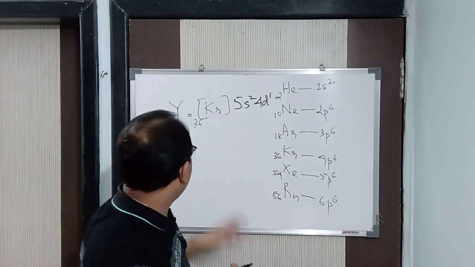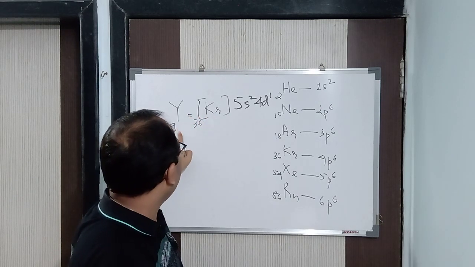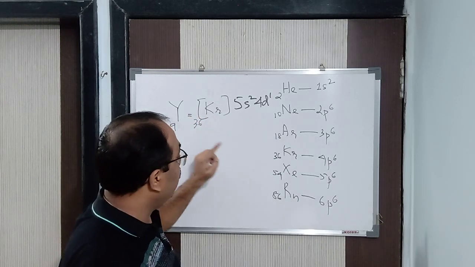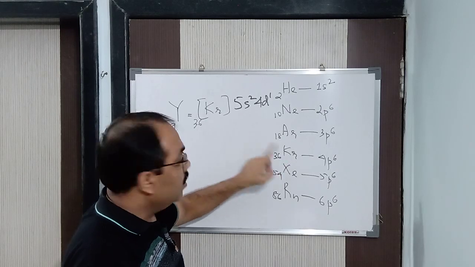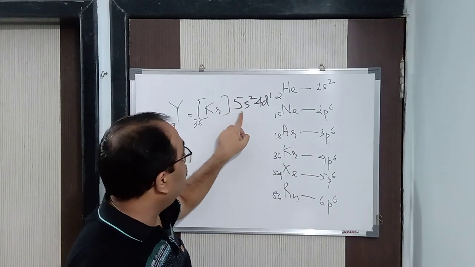Is it clear? First I wrote this 39. Okay. Now I see that for 39 I have to write according to the nearest noble gas. What is the nearest noble gas? Krypton 36. So I wrote krypton 36. Krypton 36 ends in what? 4p6. So after 4p what comes?